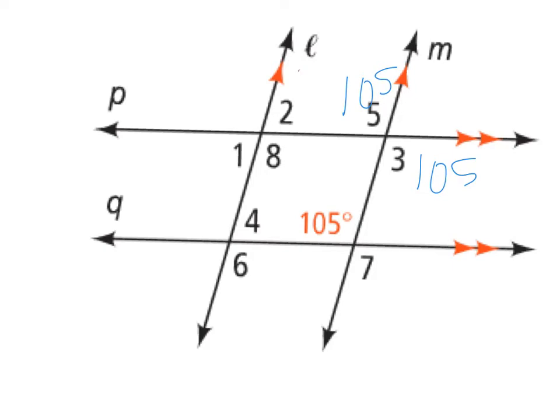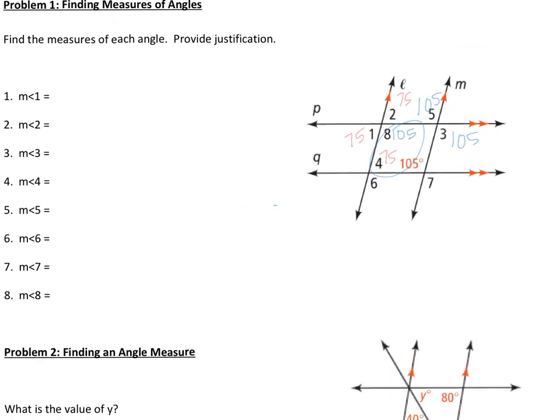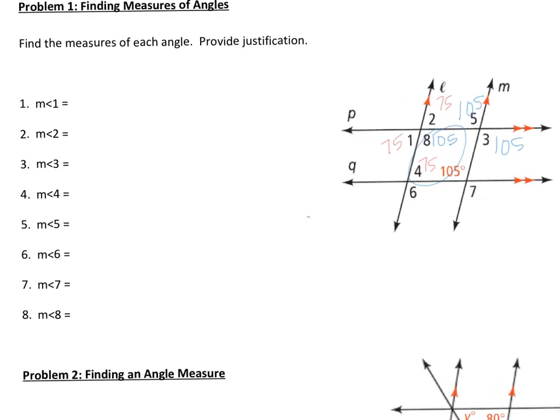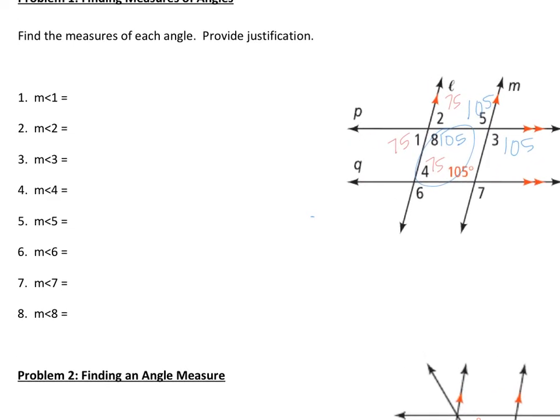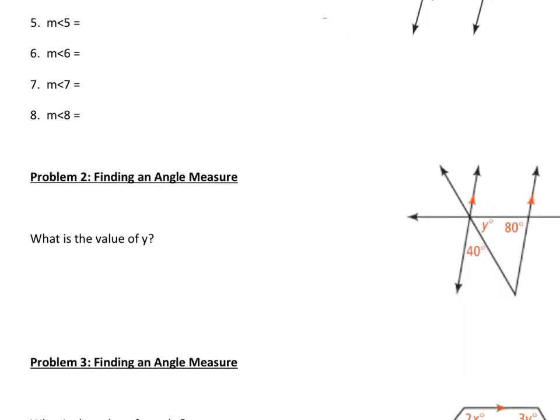So this would be 75. This one would be 75. This one would also be 75, because of the fact... nope, sorry, that was wrong. That one's not 75. This one's also 75, because those are alternate interior. And then this one will be 105, because again, these two angles should equal 180. If you want to fill in the missing numbers that I just filled in, 1, 2, 3, 4, 5, 6, 7, that'd be great.